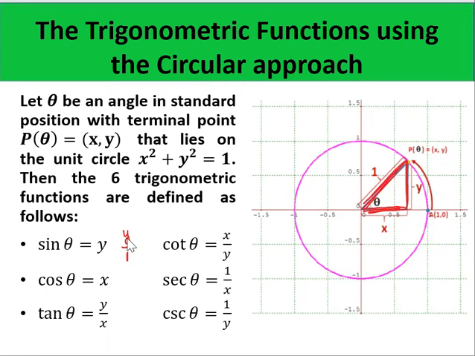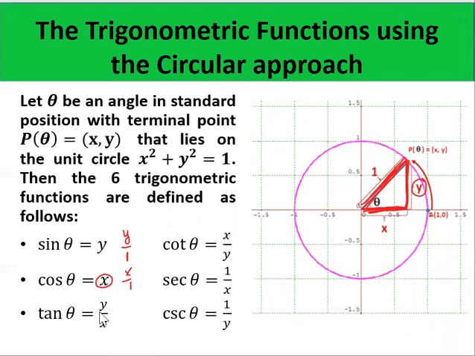So the values of the six trigonometric functions using the unit circle are also based on the formulas that we have enumerated earlier in the right triangle approach. So for sine theta, it's the opposite side, which is y, over the hypotenuse, which is 1. So that's why sine theta is equal to y. And then cosine theta is the length of the adjacent side, which is x, over the hypotenuse, which is 1. So that's x over 1, which is also equal to x.